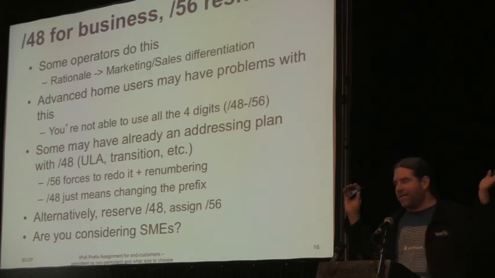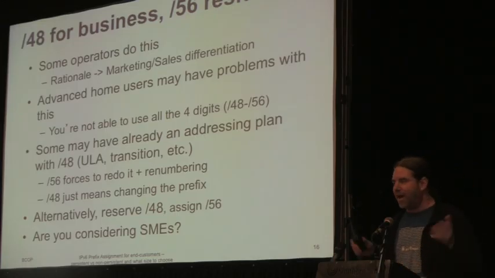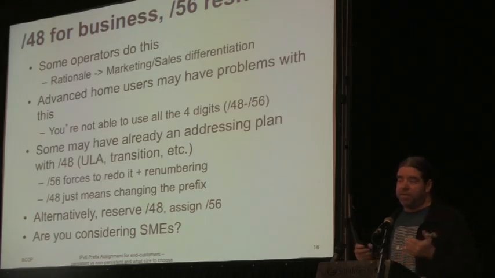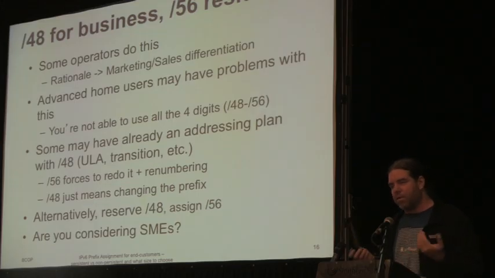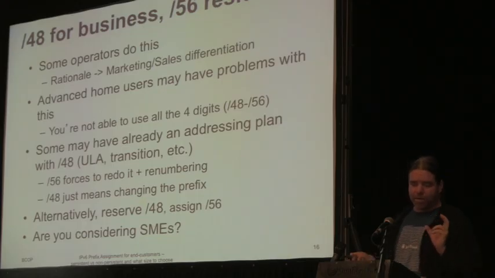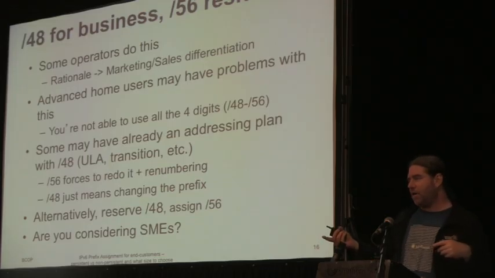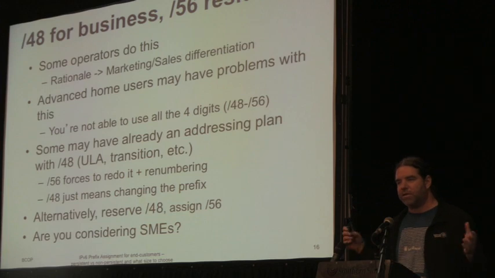So, you know, if they want it, then okay, you can have it, no worries. Technically it's not wrong. It may complicate things a little bit for advanced home users because they cannot use all the 4 digits in their addressing plan. Or if some people already have the planning, then they cannot simply change. But yeah, it's up to you. It's not technically wrong, but a little bit more complicated for some people. Alternatively, what I heard from people was that they reserve /48 and actually assign /56. If the user calls the help desk and starts complaining about it, they just change the assignment and they're done. This is also one good thing to consider if you decide for this option.